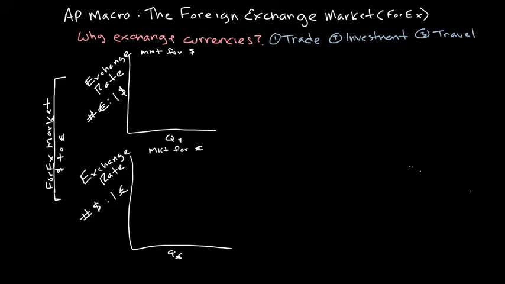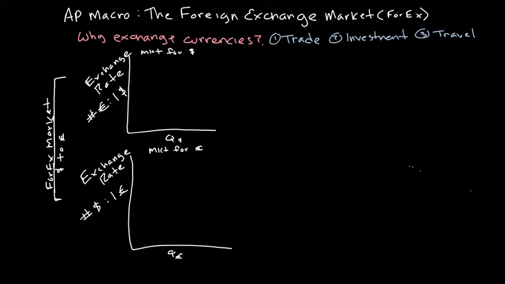But we draw it as if it's two separate markets because we're taking two different perspectives on the exact same transaction that's going on. These are two different representations of the same thing happening, one from the perspective of the holders of the dollars and one from the perspective of the holders of the euros. So one weird thing about the foreign exchange market is that when we draw it, we really draw it as two separate markets.